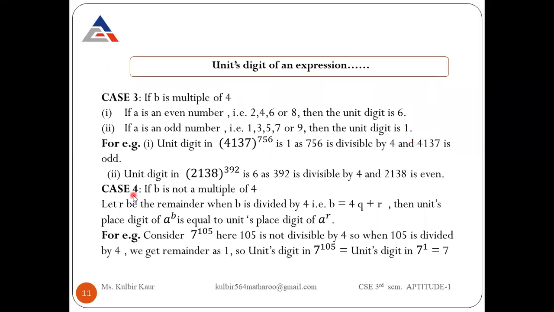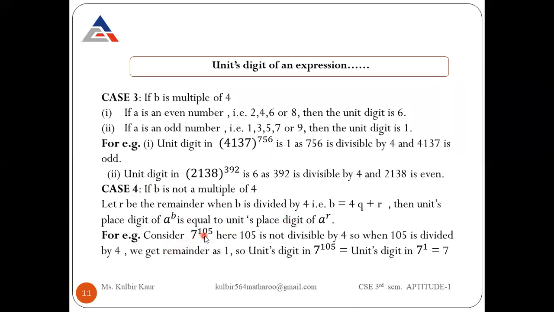Now move to case number 4. If the power is not a multiple of 4, now we have two cases. Power can be a multiple of 4 or it will not be a multiple of 4. If it is a multiple of 4, then these are the two cases that we have already discussed. Now in case number 4, if power is not a multiple of 4, then how can we calculate the unit digit of an expression? If the power is not a multiple of 4, when we divide the power by 4, you will get some remainder. Let us understand this first with the help of an example.